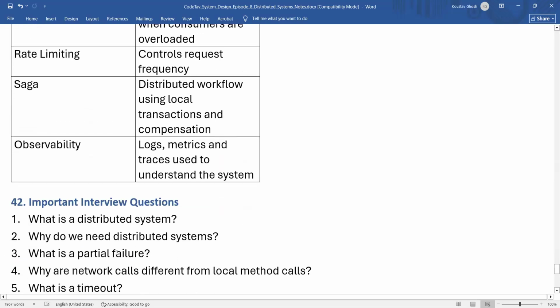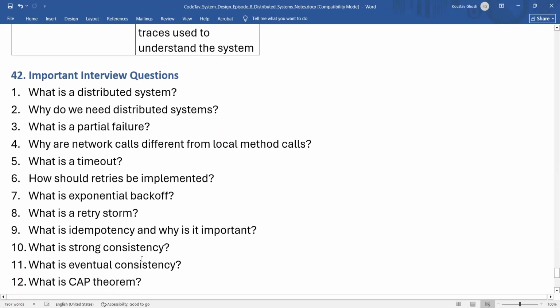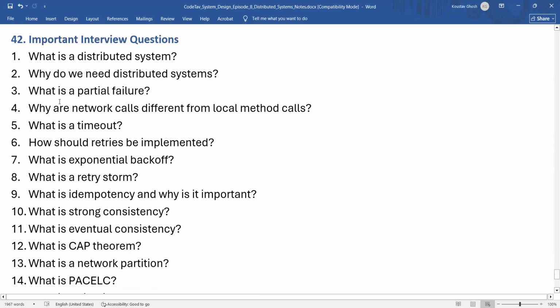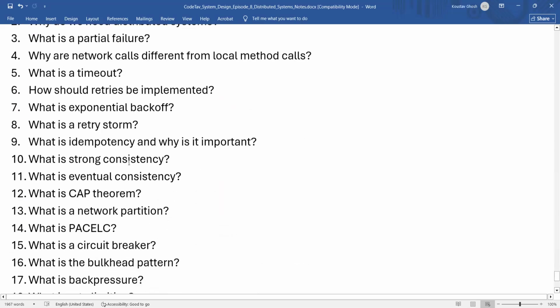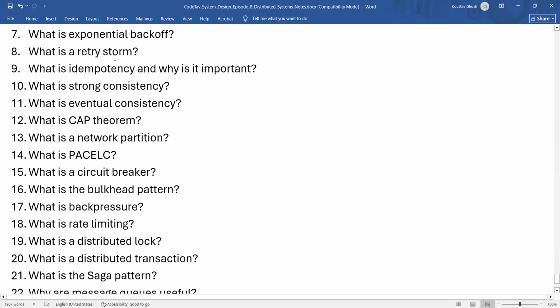So before we finish, there are some important interview questions you should practice from what we have discussed already. Like what is a distributed system? Why do we need distributed systems? What is a partial failure? Why are network calls different from local method calls? What is a timeout? How should retries be implemented? What is exponential backoff? What is retry storm?